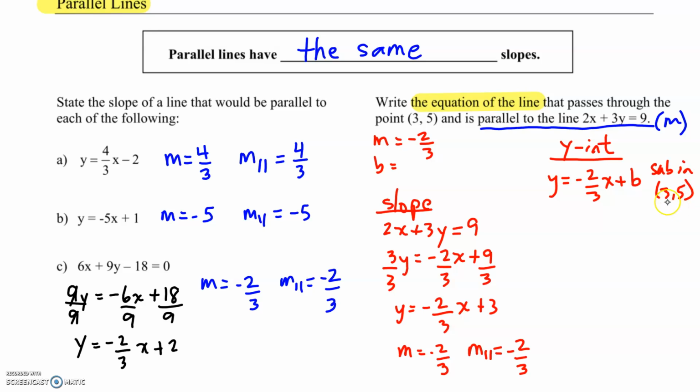Okay, so I know that 3 is the x and 5 is the y. So we're going to put 5 where y is, and we'll put 3 where x is.